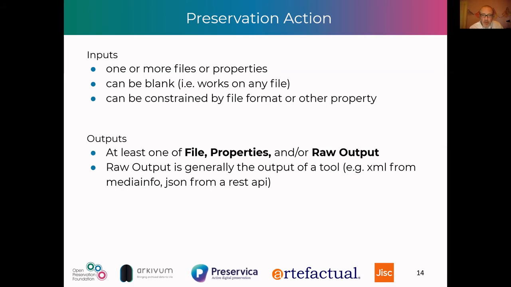By raw output, we mean generally something like the output you'd have from the command line of running a tool. For example, running a tool like MediaInfo, it can give you different kinds of output. XML is one of them, or you may interact with the REST API of some kind of web service and receive JSON back, and you choose to store that raw output as well as or instead of specific metadata elements.